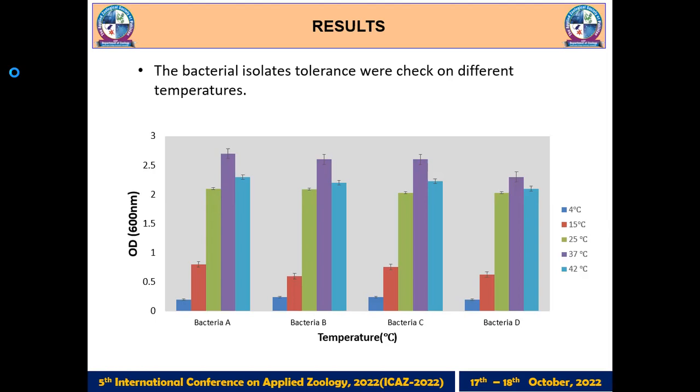So here are the results of bacterial isolate tolerance at different temperatures. The graph was made against their ODs, and there are four bacteria, with different colors showing the different temperatures. All of the bacterial isolates gave the best result at 37 degrees centigrade, and the OD they have given is 2.7 and 2.0, which is the maximum OD.